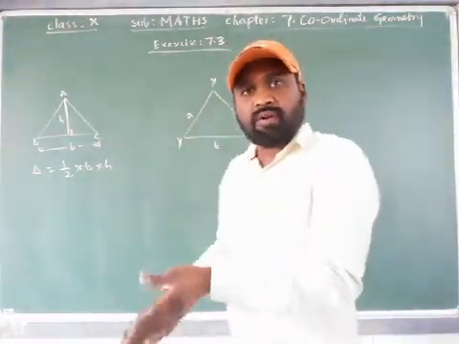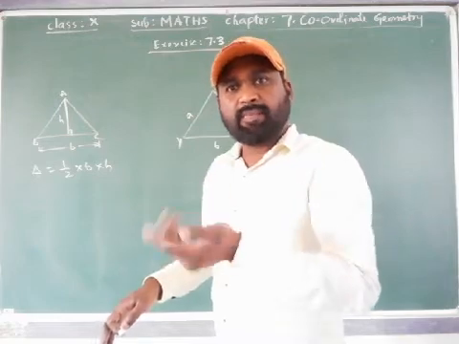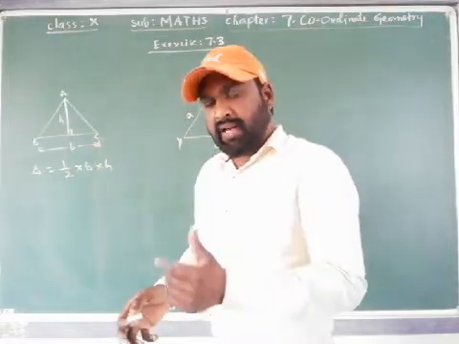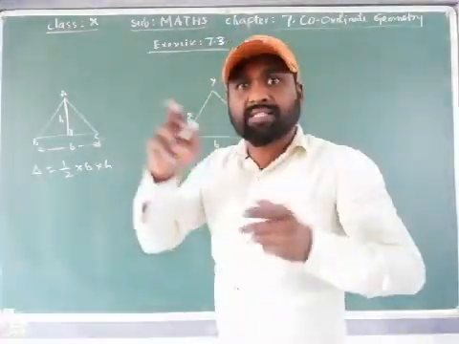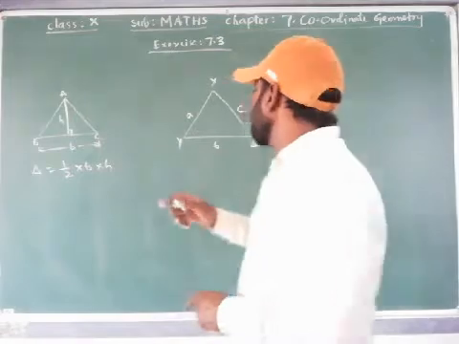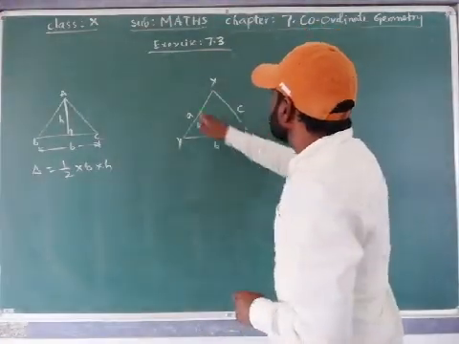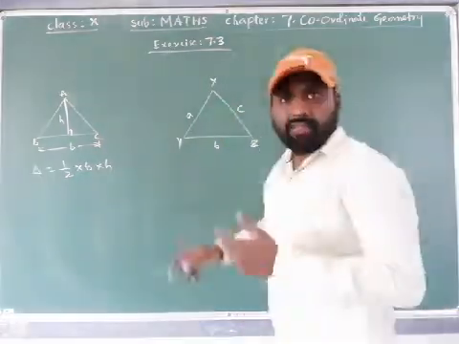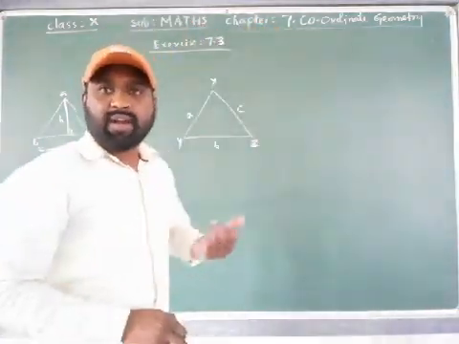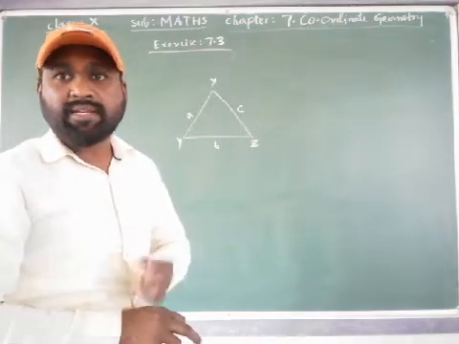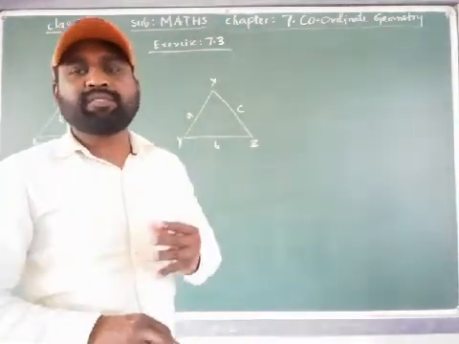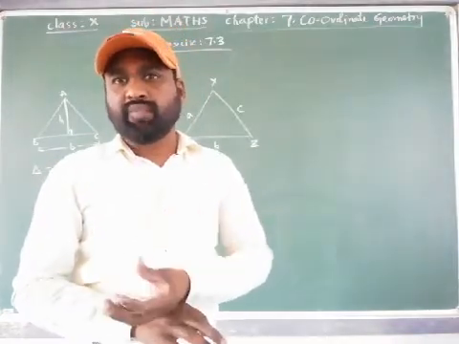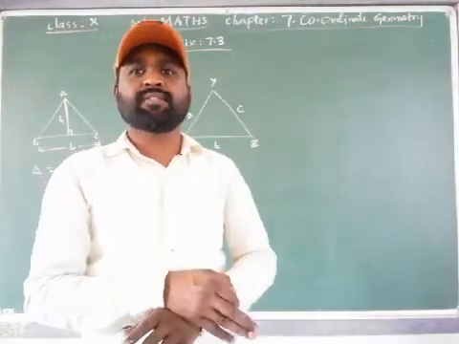But if you don't know the base and the height in the triangle, how to decide the area of the triangle? For that you need to know at least the measures of the sides. If you know all the measures, one side is A, one side is B, one side is C, at this time we have a formula to find the area of a triangle. That formula is known as Heron's formula. Heron was a Greek mathematician. He derived the formula to find the area of a triangle when the lengths of the sides are known.